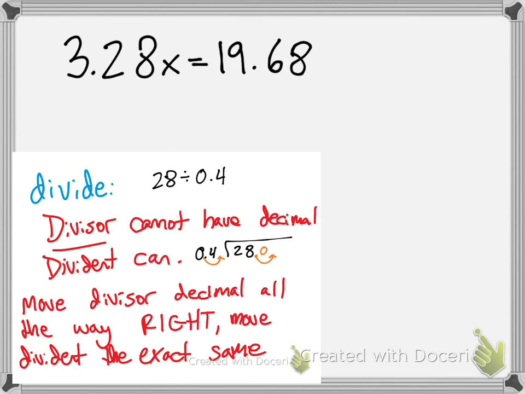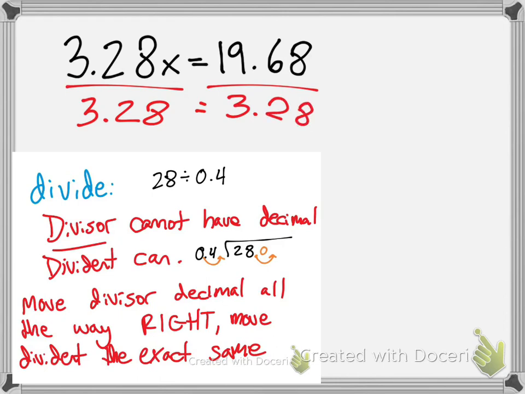Lucas said he was a little confused. Let's just do it. We want to get our x by itself. Lucas, how do I get my x all by itself? What am I going to do? I would divide both sides by 3.28. Perfect. That's exactly what I would do.